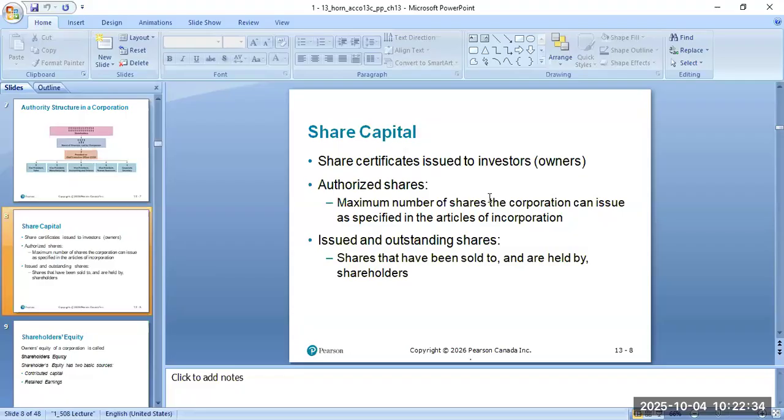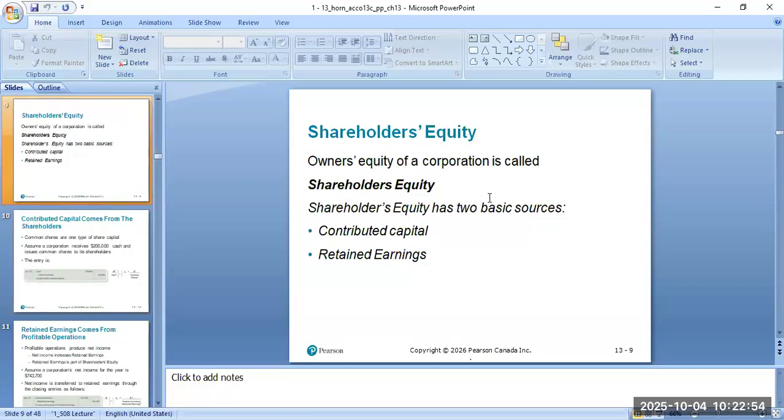So the outstanding shares are actually the shares which are held by the shareholders. Make sense? They are not in the possession of the corporation, they're possessed by somebody else, which is the shareholders. Now the shareholders equity section is going to have two main sources. We're going to have contributed capital and we're going to have retained earnings.